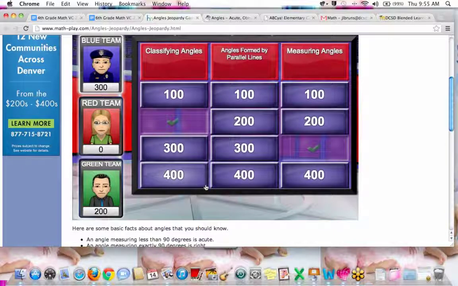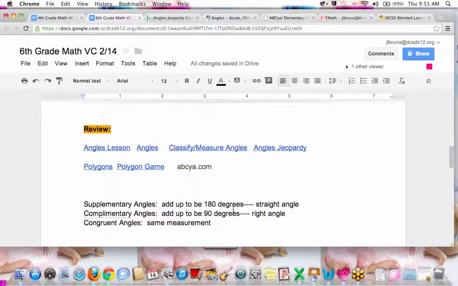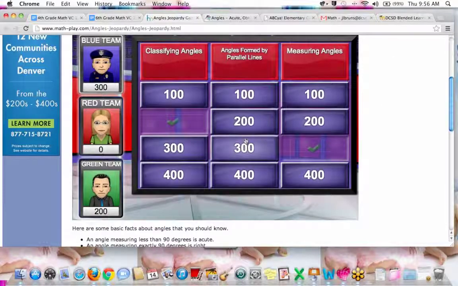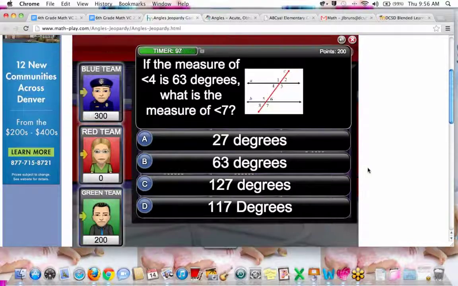Angles formed by parallel lines for 200. Okay, so this is where we need to remember those vocabulary terms again. The supplementary adding up to 180, complementary adding up to 90, and so forth. Okay, so how much did you want? I'm sorry. 200. Okay. Gotta scroll up. If the measure of angle 4 is 63 degrees, what is the measure of angle 7?